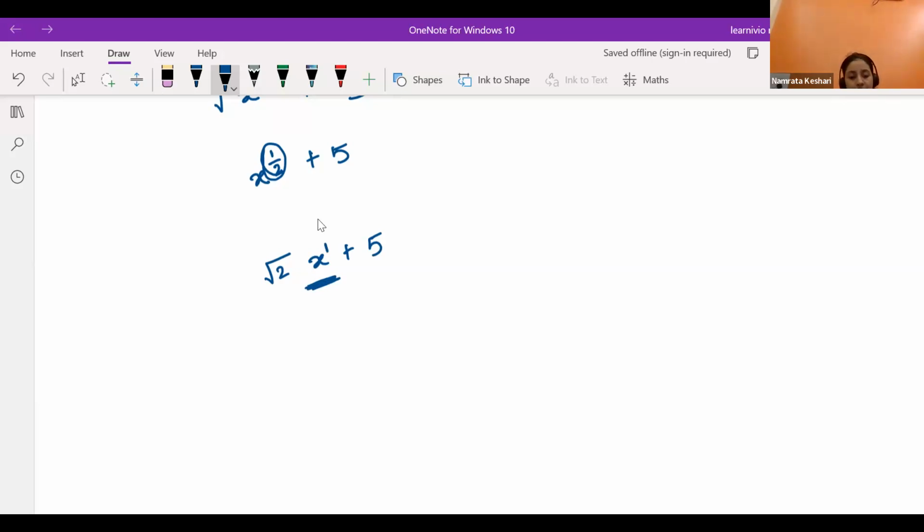Let's continue. Now the degree of the polynomial and the coefficient also. Whenever we are having 2x square plus x plus 3, is it a polynomial? Yes, it's a polynomial.